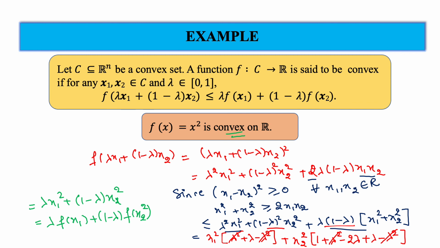Now suppose you have to show that a function is concave, so a function like minus x square is a concave function. In the same line you can show that minus f, meaning minus x square, is a concave function.